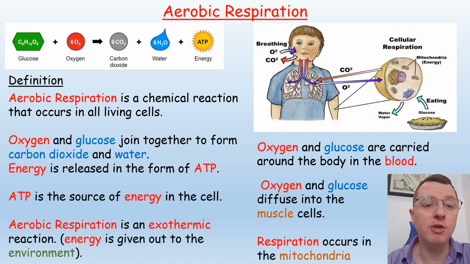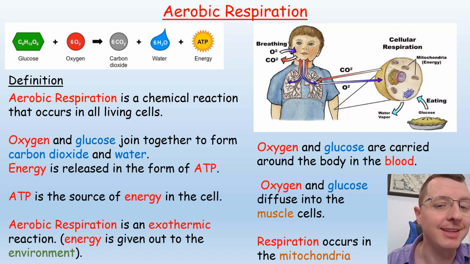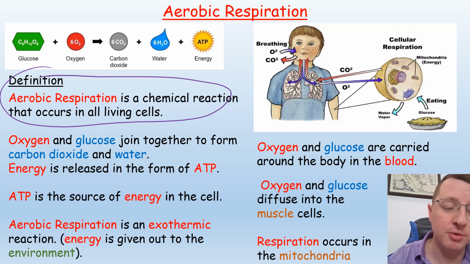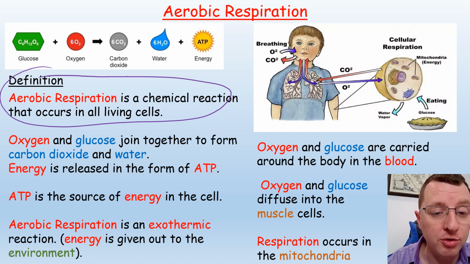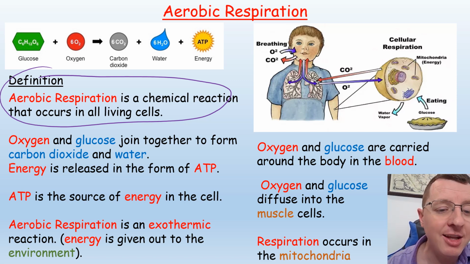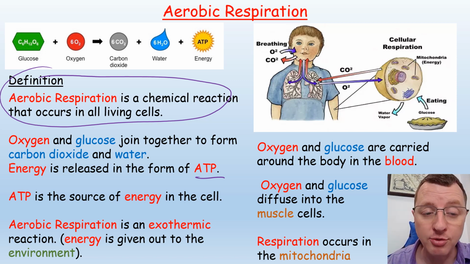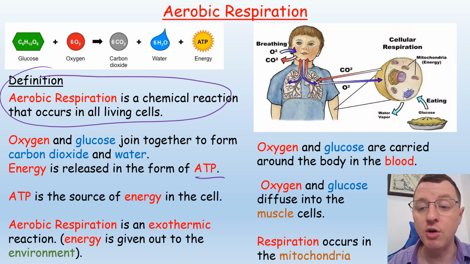Well, the definition of respiration is that respiration is a chemical reaction that occurs in all living cells, where we take oxygen and glucose and join them together to form carbon dioxide and water. And energy is released in the form of ATP. Now it's important you say energy is released, not produced, not made, because you cannot make energy, you cannot destroy energy, you can only convert energy from one form to another.